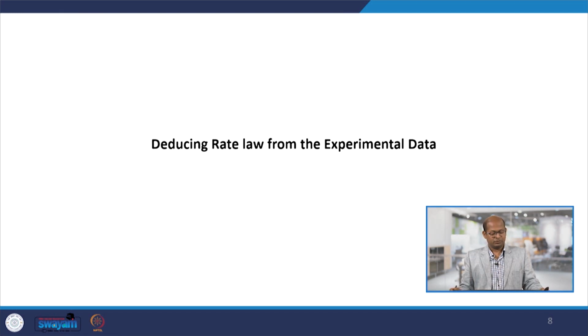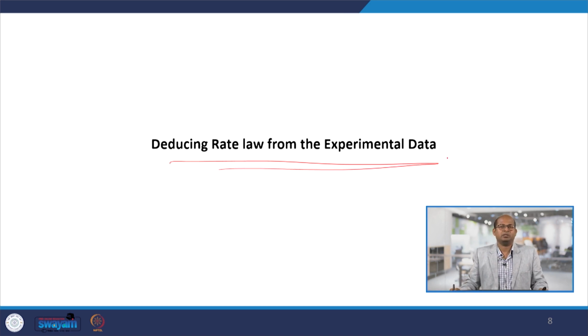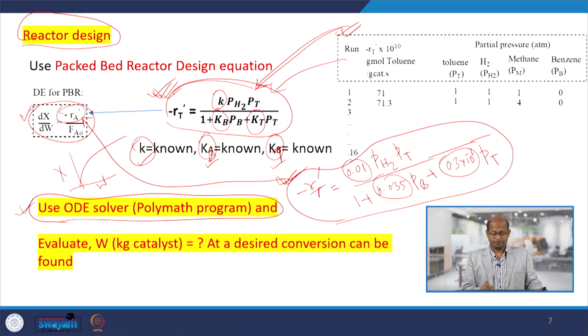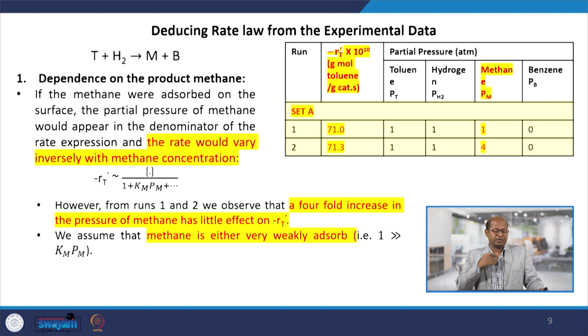Okay. So, now, deducing the rate law from the experimental data, step by step. How can we do it? This part is the experimental data and this is the rate law. So, from here, how can we find the rate law parameters? Experimental data initially, how to derive the rate law? From the experimental data you can see set 1 of data. Here are the partial pressure of methane, the partial pressure of hydrogen and the partial pressure of toluene.